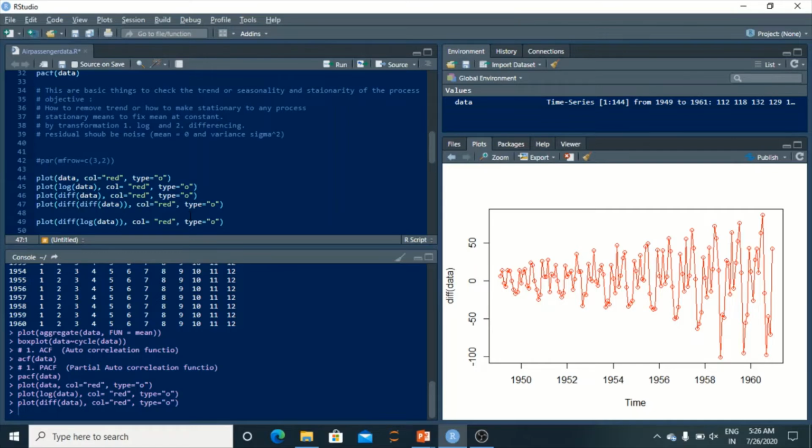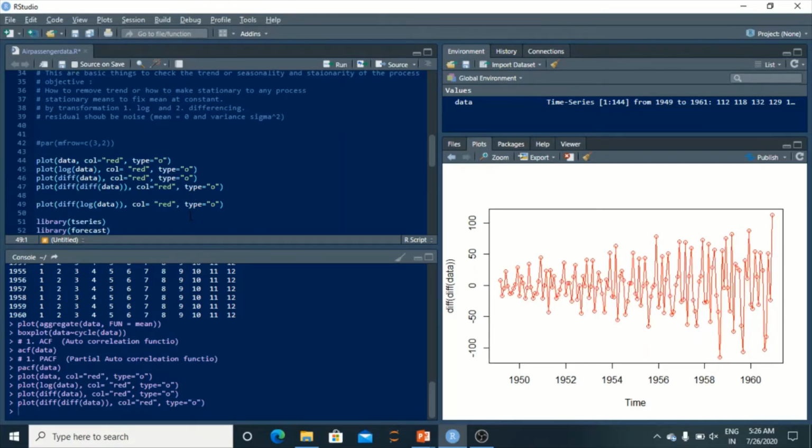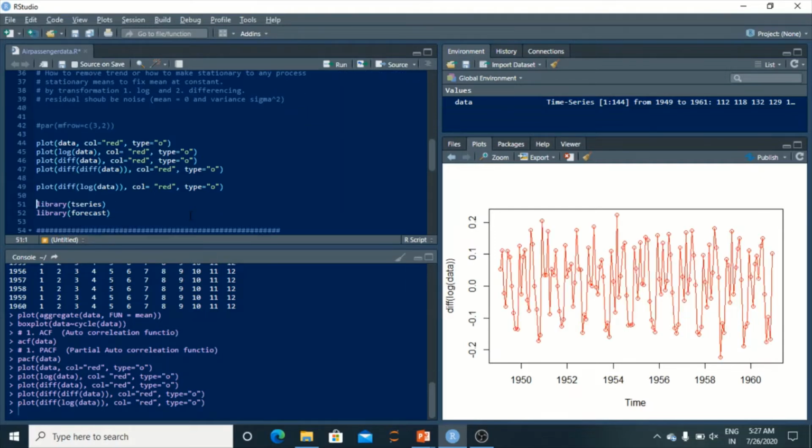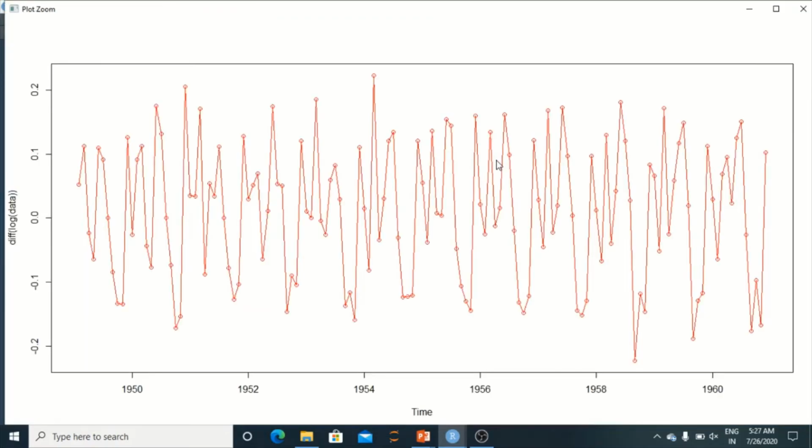Let's try differencing this process again. Again, the variance is not constant over time. Okay, now I am not going to difference again. I will use the log data with differencing. So let's see. Wow, that's great. We can now find that the mean of the process is close to 0, and the variance is constant with respect to time.